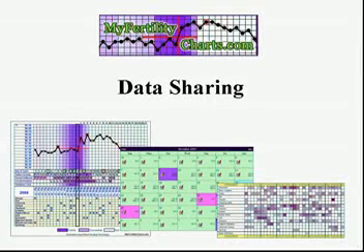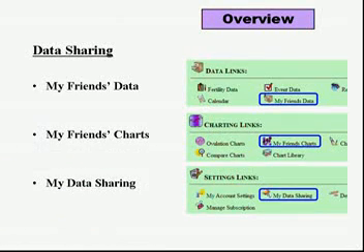The next feature we'll talk about for MyFertilityCharts.com is data sharing. There are several links from the main menu which you can access that pertain to data sharing. The first two, My Friends Data and My Friends Charts, will both take you to the same page, which will allow you to access information that other users are sharing with you. The last link down here at the bottom, the My Data Sharing link, allows you to specify what types of data that you're recording that you want to make accessible to other users.